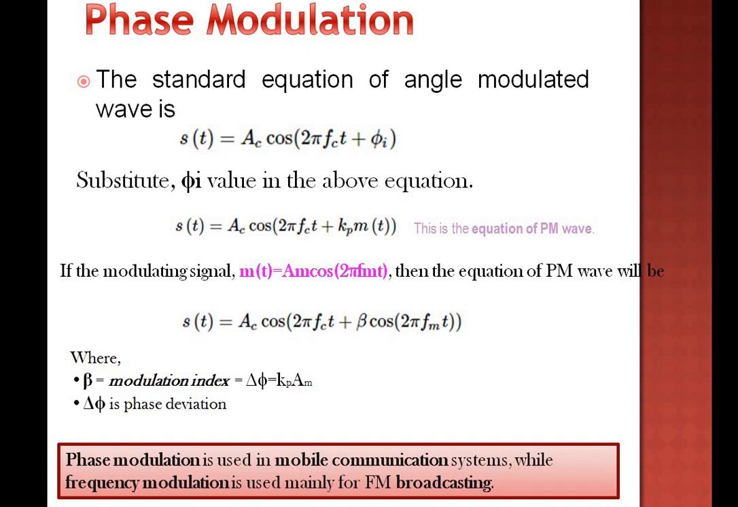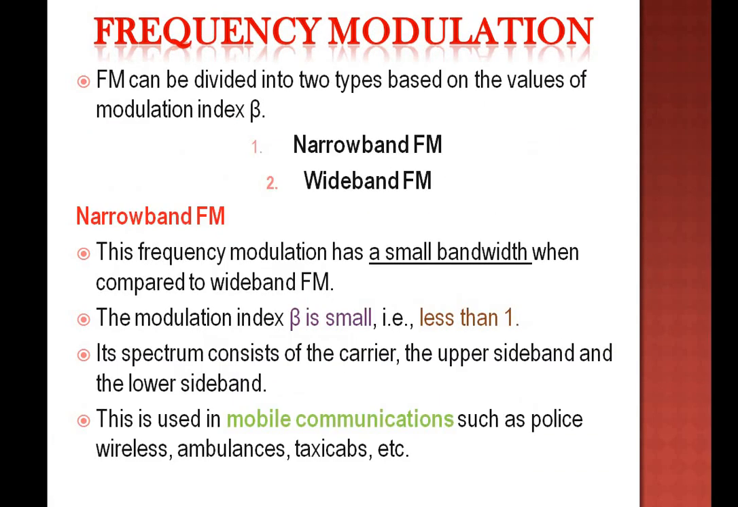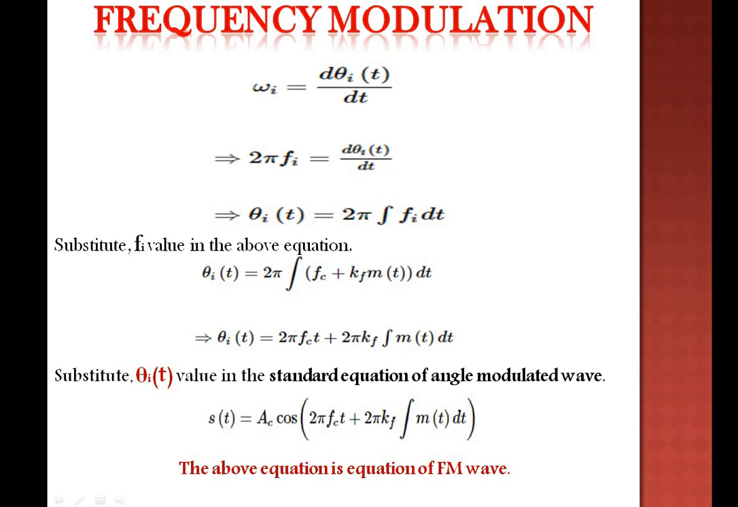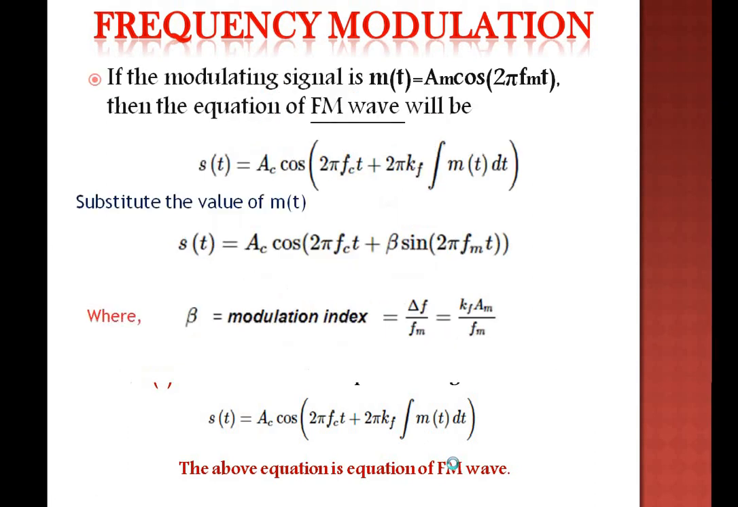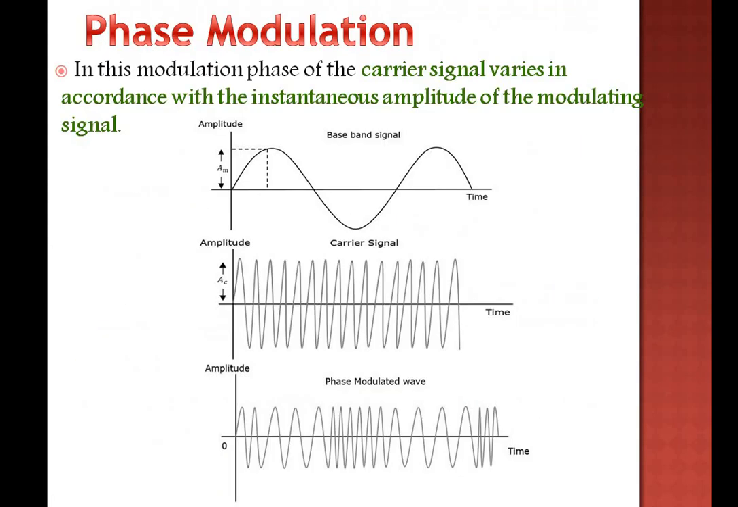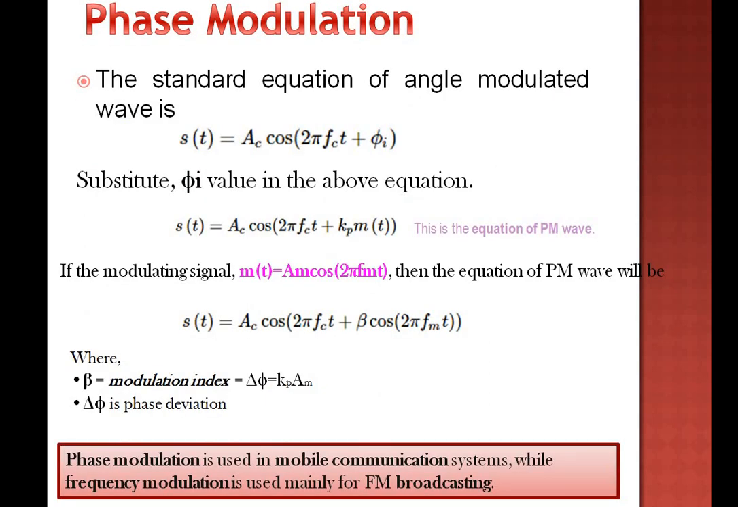For this one, you have to find the mathematical expressions. The standard equation for your angle modulated wave is S of t is equals to Ac cos theta i of t. The standard equation for your frequency modulated wave is S FM of t is equals to Ac cos 2 pi fct plus 2 pi Kf into the integration of m of t. And your phase modulated wave is S PM of t is equals to Ac cos 2 pi fct plus beta into cos 2 pi fmt. So this was about your angle modulation, the first part of your second chapter.